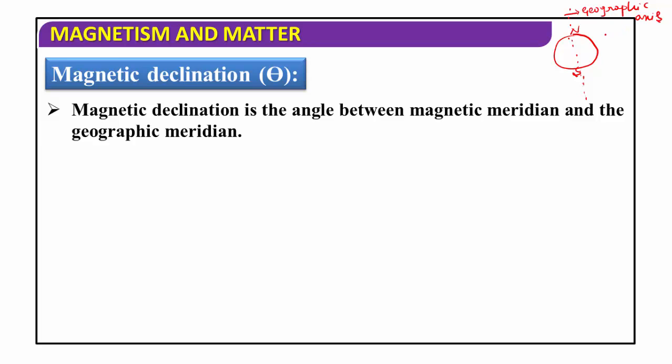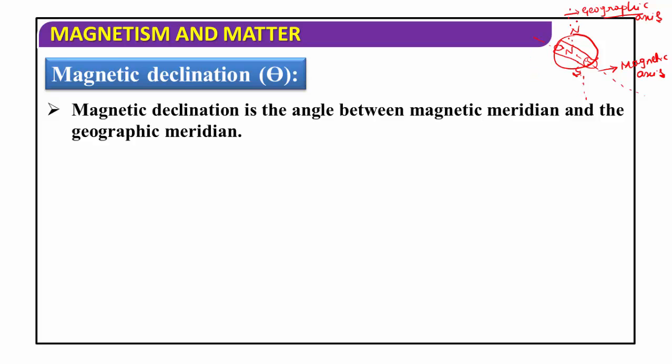And magnetic axis means, any magnet placed on the surface of this earth has two poles, one is north pole and the other is south pole. A straight line passing through the magnetic north pole to the magnetic south pole is called the magnetic axis. A straight line passing through the geographic north pole to the geographic south pole is called the geographic axis.